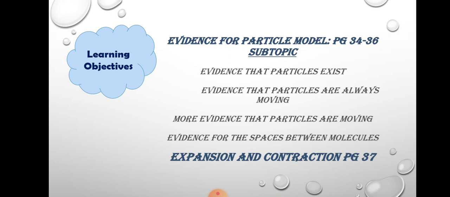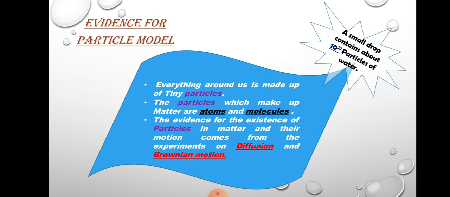Learning objectives. Students will be able to learn this week the evidence for the particle model on pages 34 to 36, which includes evidence that particles exist, evidence that particles are always moving, more evidence that particles are moving, and evidence for the spaces between molecules, expansion and contraction on page number 37. Evidence for the particle model.